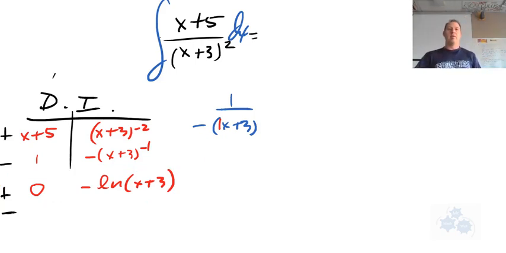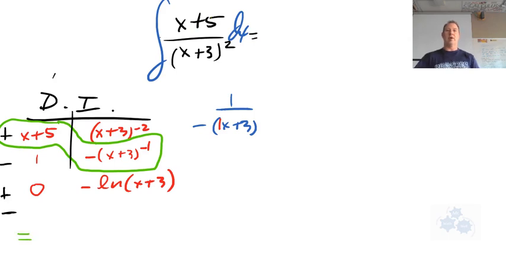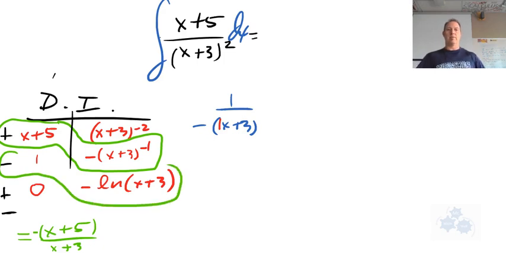What we do then, if you recall, is you take this term and multiply it by the term in the other column, second row, so one row down. So the integral is x plus 5 over x plus 3, and that's going to be all negative there. Then I'm going to subtract 1 times the negative ln of x plus 3. So that's like adding ln of x plus 3 plus a constant. Okay, so that's what you get.